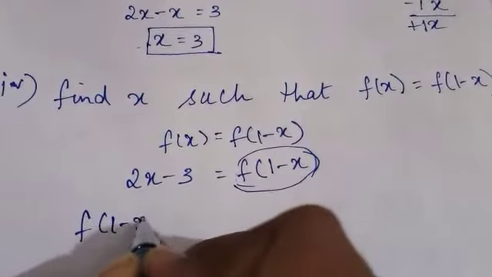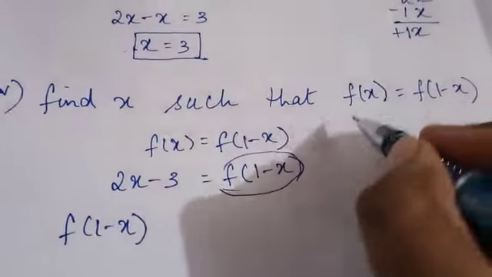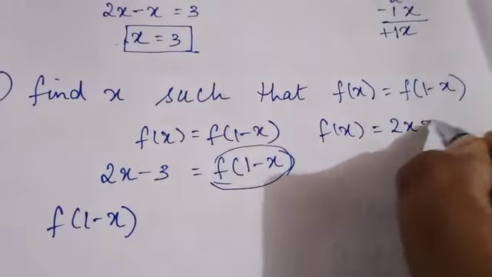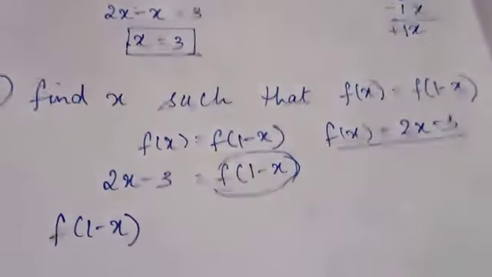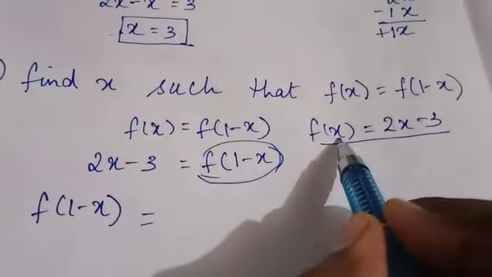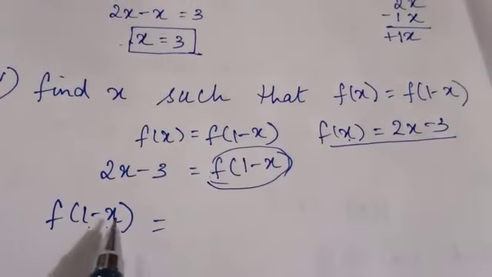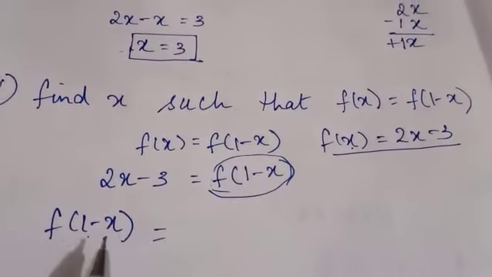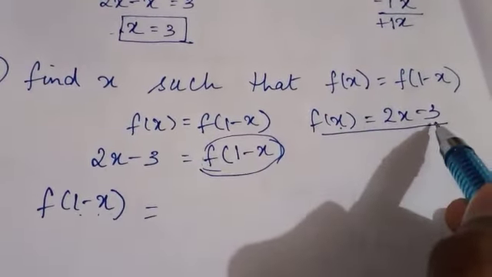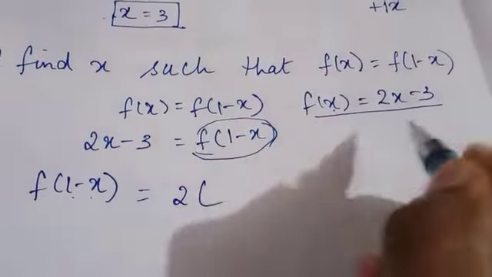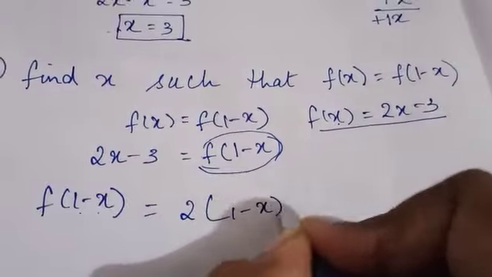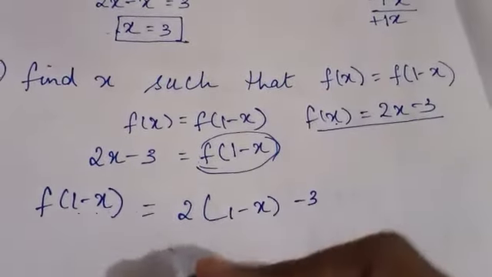f of 1 minus x, and our f of x is 2x minus 3. This is already given in the question. So here in the place of x we have 1 minus x, right? So I'm going to substitute this 1 minus x in this equation. So 2 in the place of x I'm substituting 1 minus x, minus 3.